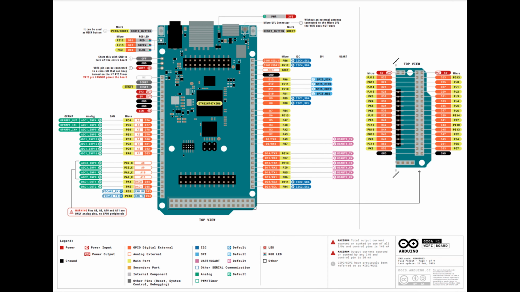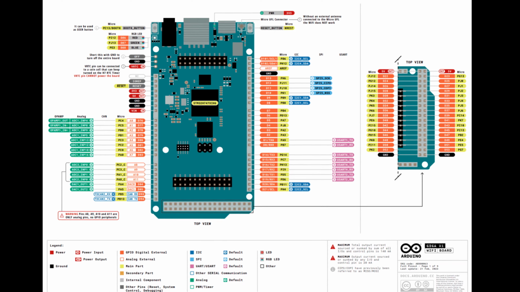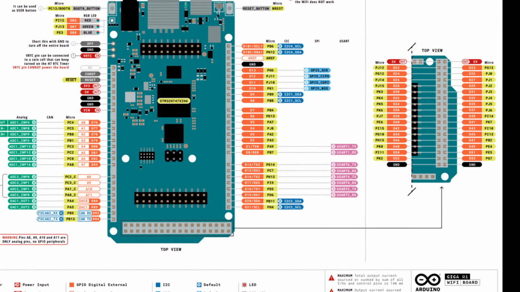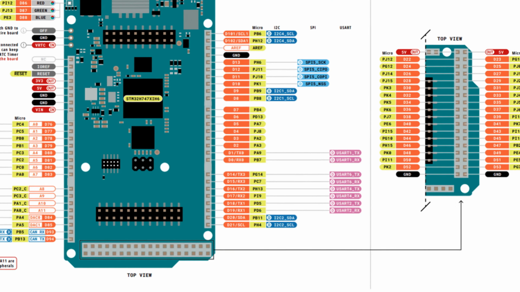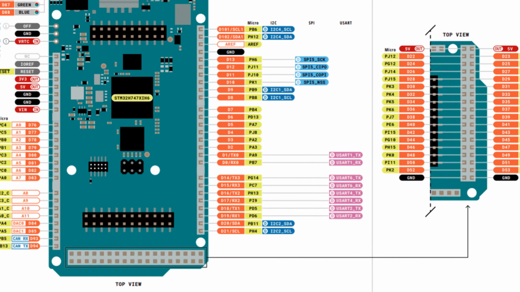Let's take a look at the pin diagram of the GIGA. For the DHT22 temperature sensor, we're going to use the D23 Arduino pin, which maps to PG13 as shown in this diagram. It's the top view, second from right, last row.